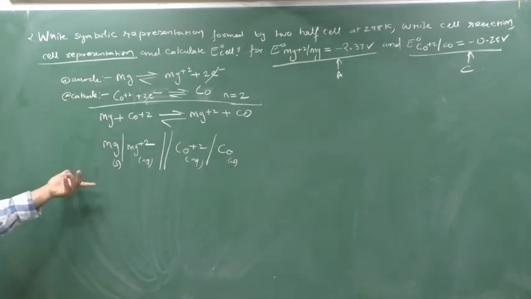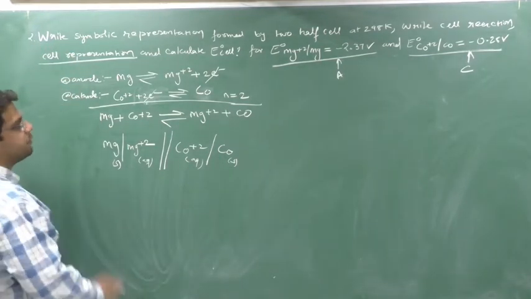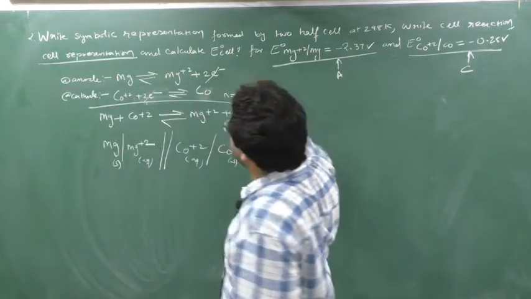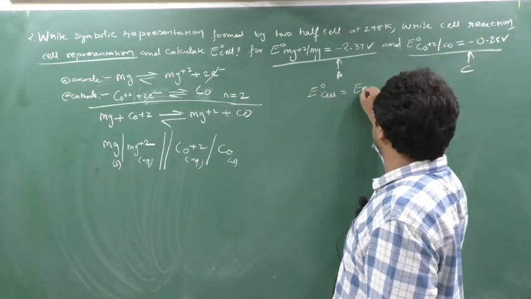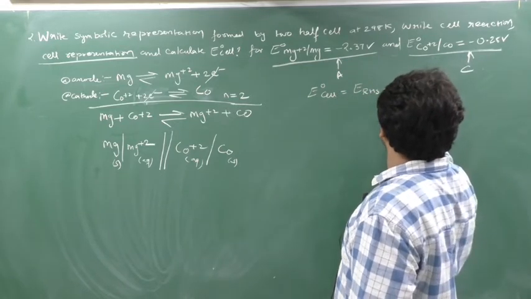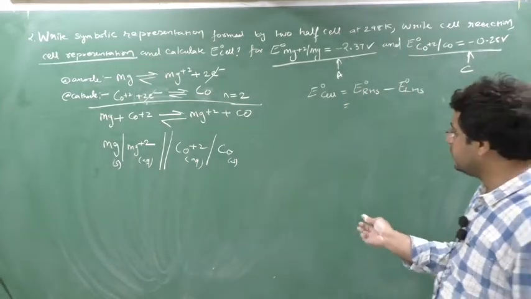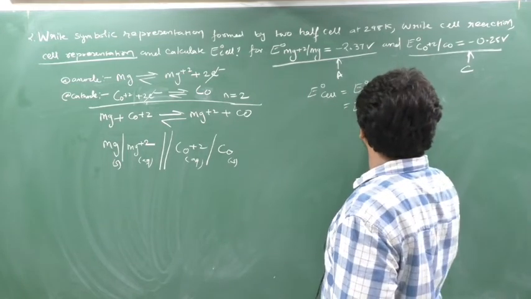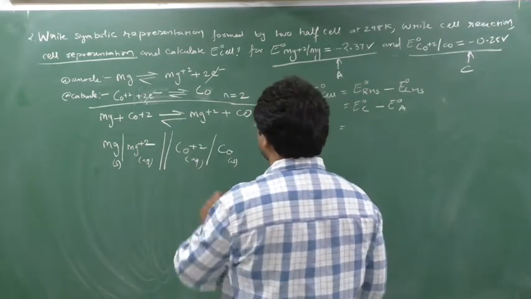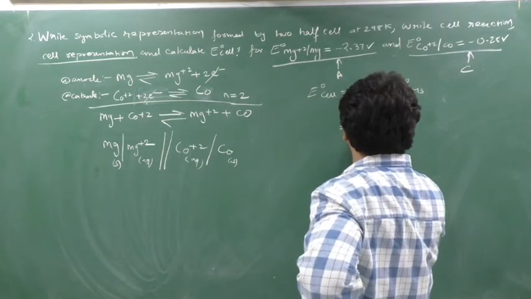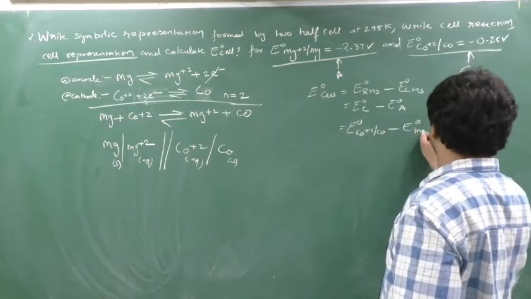Clear? So this is your symbolic representation. Clear? This is your symbolic representation. Now we'll come to the E naught cell. E naught cell, I told you, is E RHS minus E LHS. At RHS, right hand side, we have cathode, so E naught cathode minus E naught anode. At cathode we have cobalt, so E0 Co plus 2 slash Co minus E0 Mg plus 2 slash Mg.